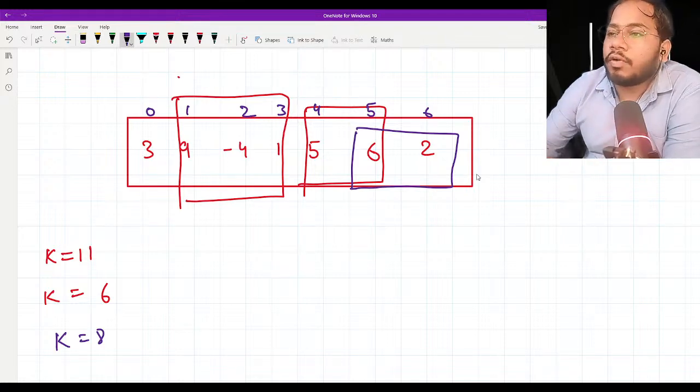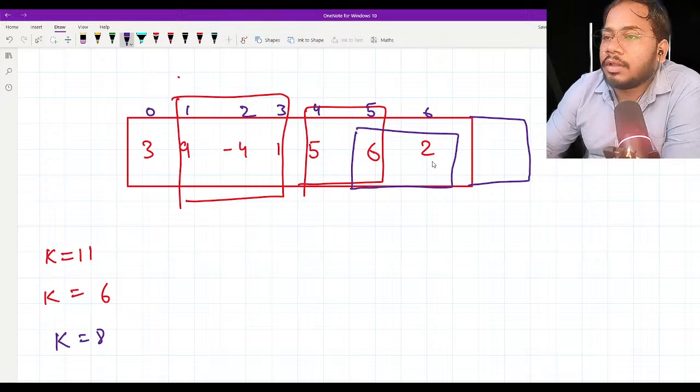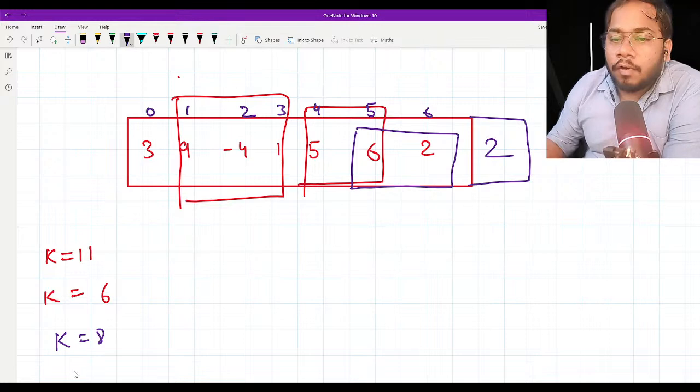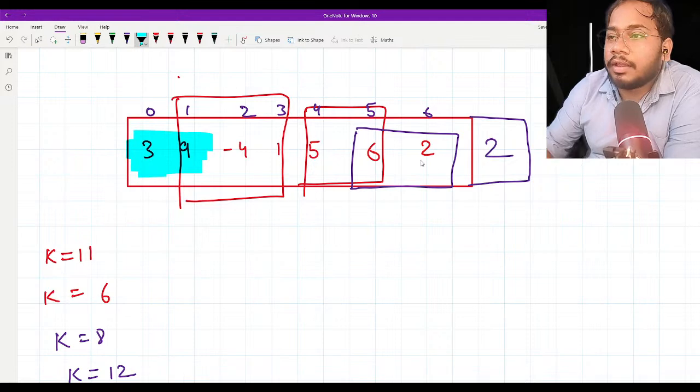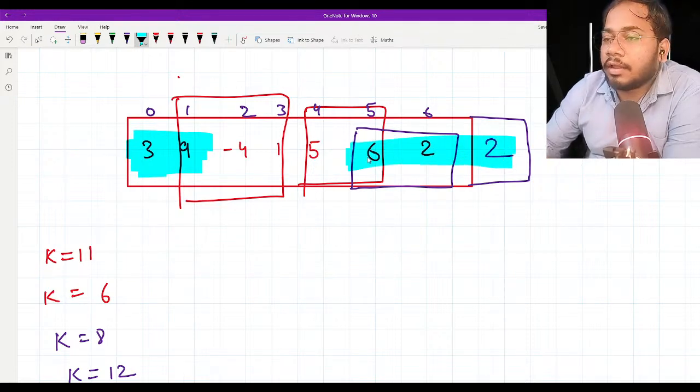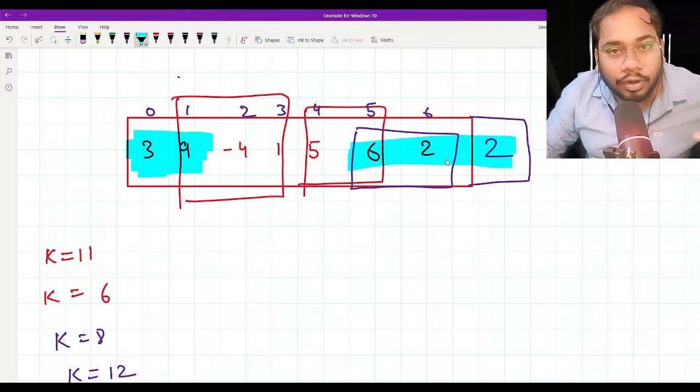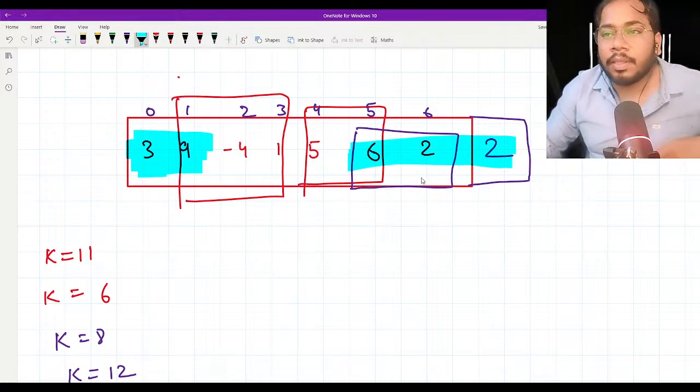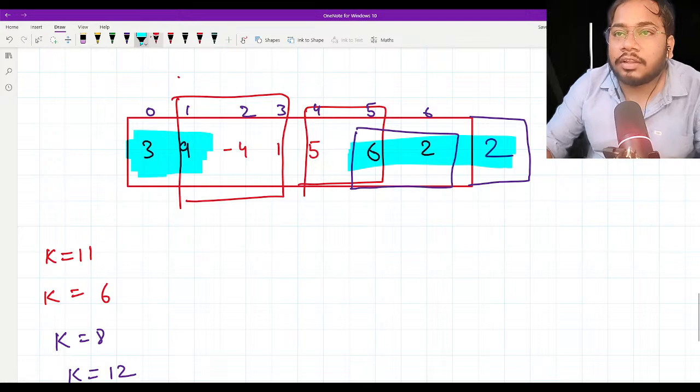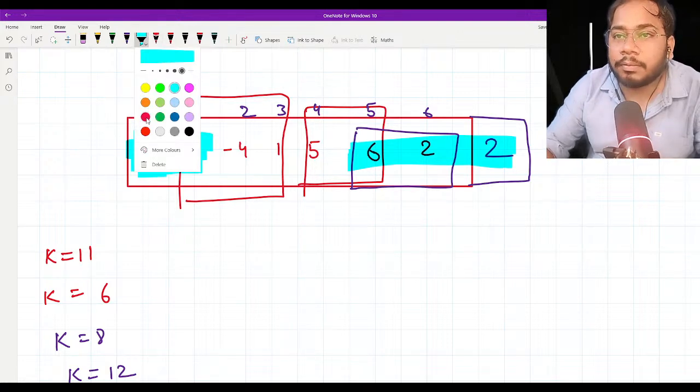And suppose we have one more element here, like 2. Please pay attention, guys. For k is equal to 12, see, this is one subarray. This is another subarray. This is the next question: you have to give the count of the subarrays. This is another subarray. And this one, please pay so much attention here.